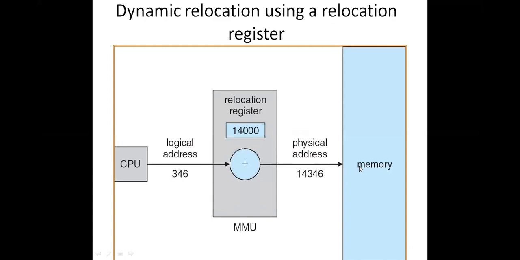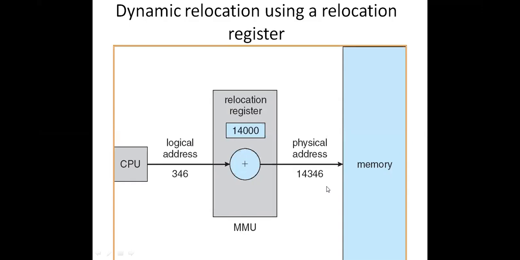Whenever the CPU generates the logical address, this logical address will be taken by the MMU, memory management unit, and added to the value available in the relocation register, that is 14,000 for example. So 14,000 plus 346 is 14,346. It will be the actual physical address. This 14,346 is not known to the user.